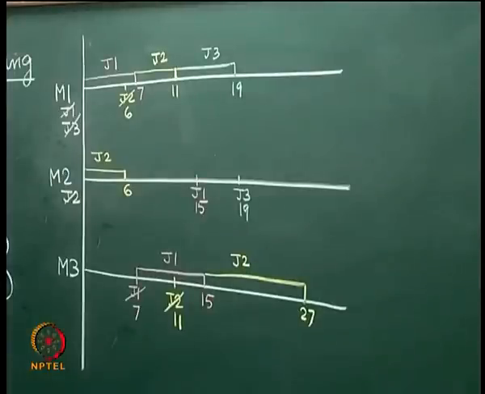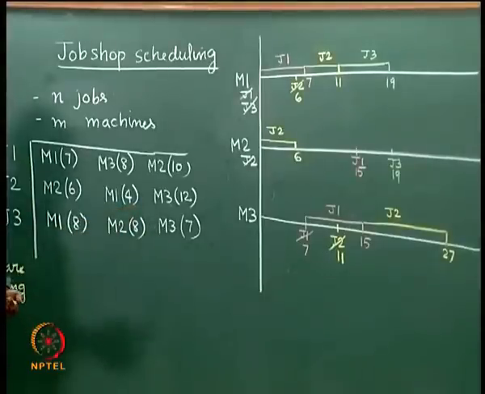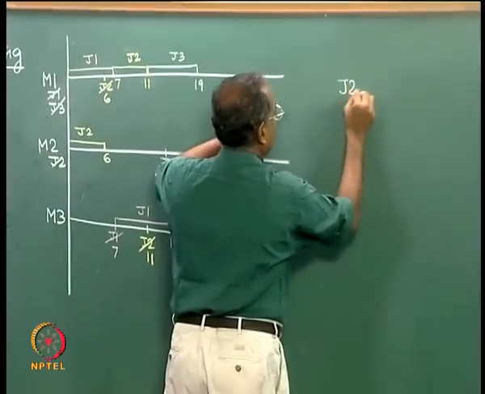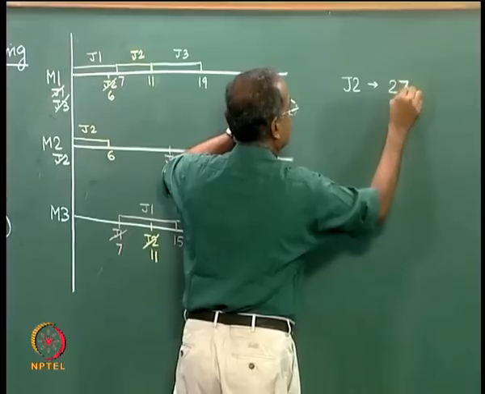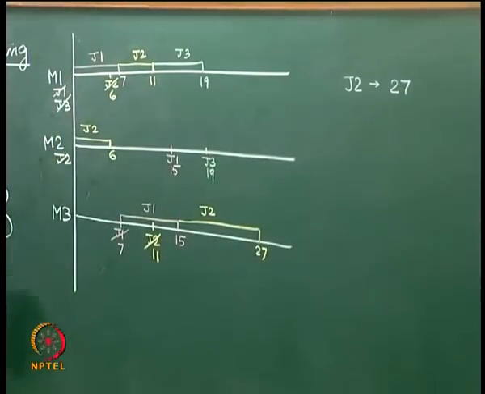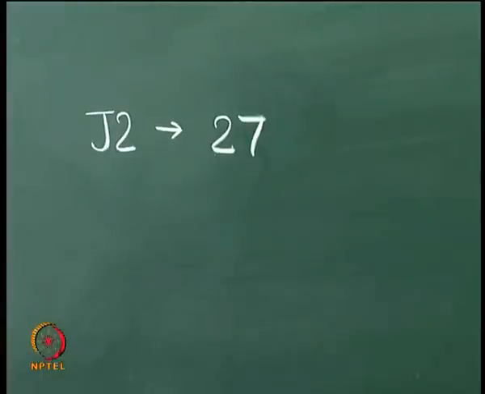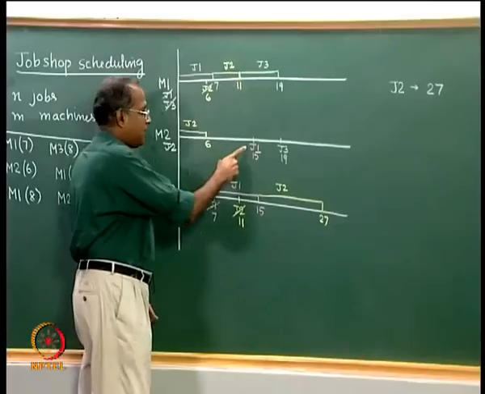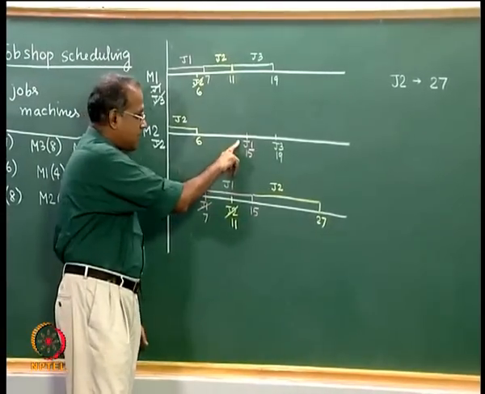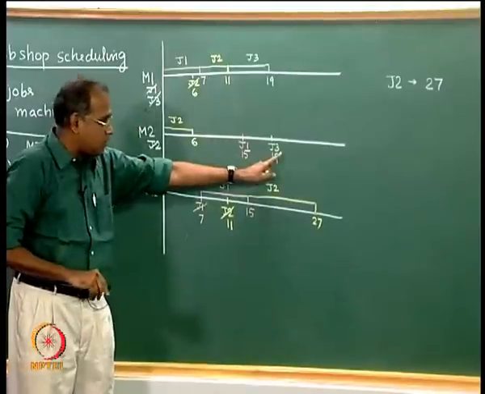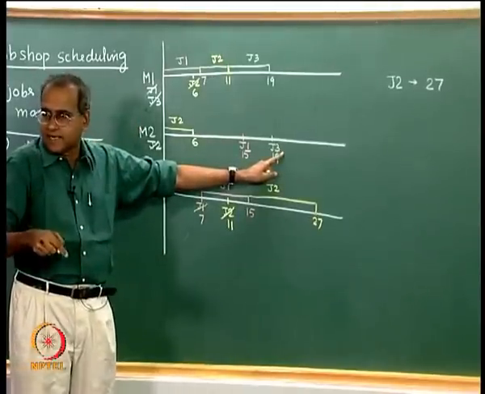So, J2 finishes at 27 on M3. So, J2 completes at 27. So, at time equal to 27, J2 has finished its last job on M3. Now, once again we are at time equal to 15, J1 is available here, and as I mentioned earlier, we will not look at the presence of J3 at 19.